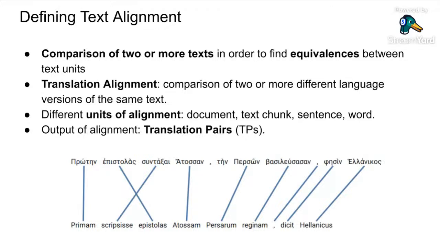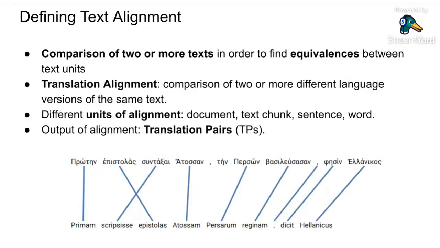So when we talk about the task of text alignment, more precisely, we're really talking about comparison. Text alignment is defined as the comparison of two or more texts, and generally the purpose is to find equivalences between different text units. We talk about general text alignment when we align text in the same language, and translation alignment, as I said, when the objective is to compare texts in different languages.